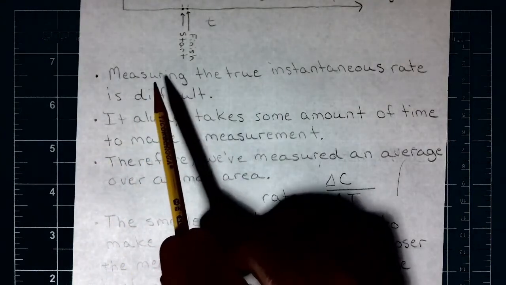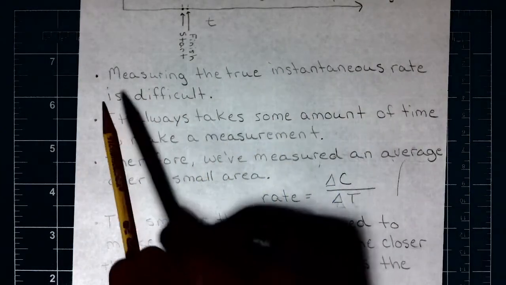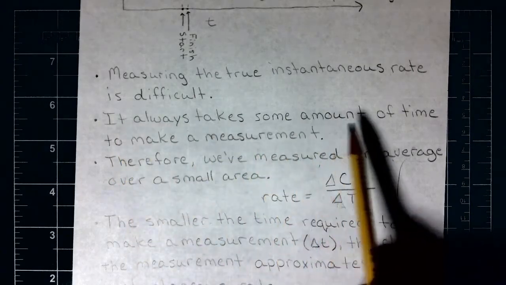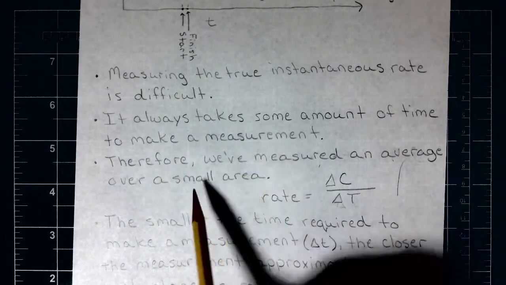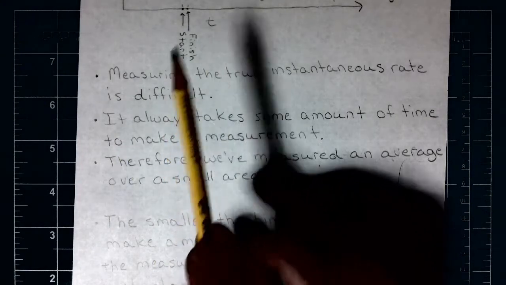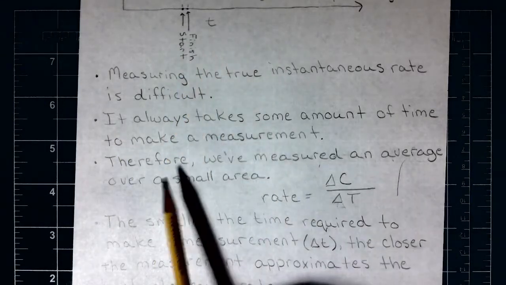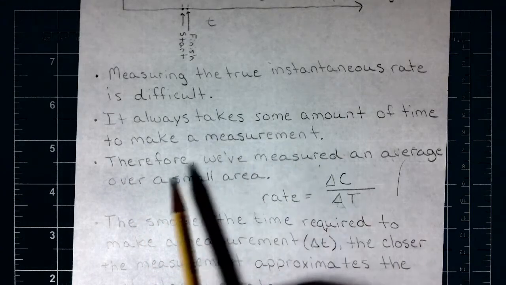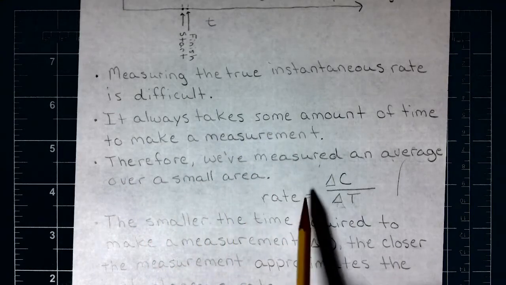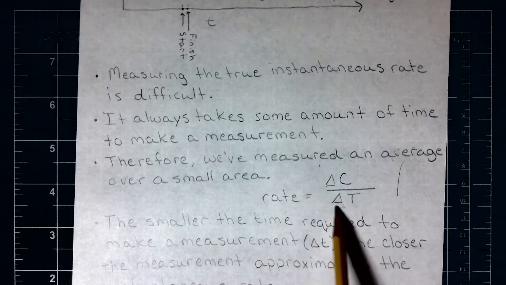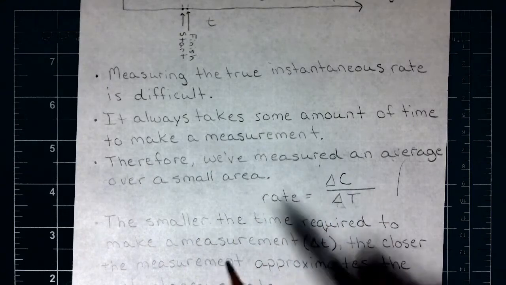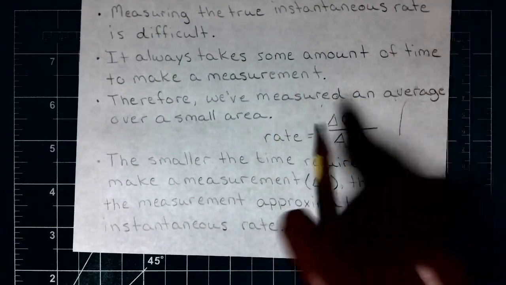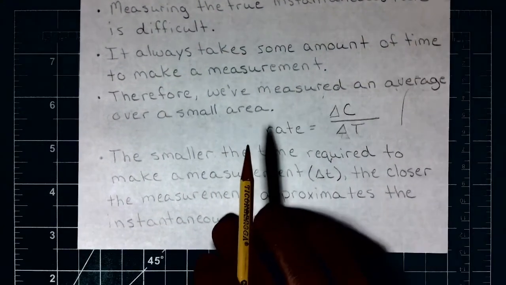So we know that measuring the true instantaneous rate is difficult. It always takes some amount of time to make one of these measurements, okay, because we're going to have 2 points on it. Therefore, what we've actually done is measured an average over a small area, okay, where delta T here is small in relation to the overall time that the reaction occurred.